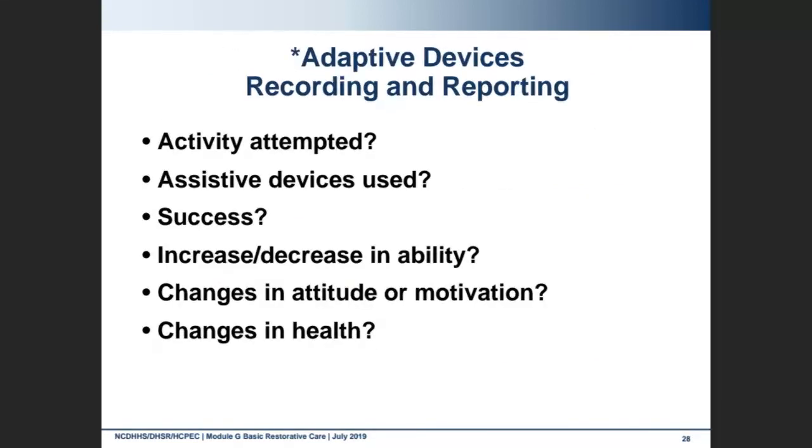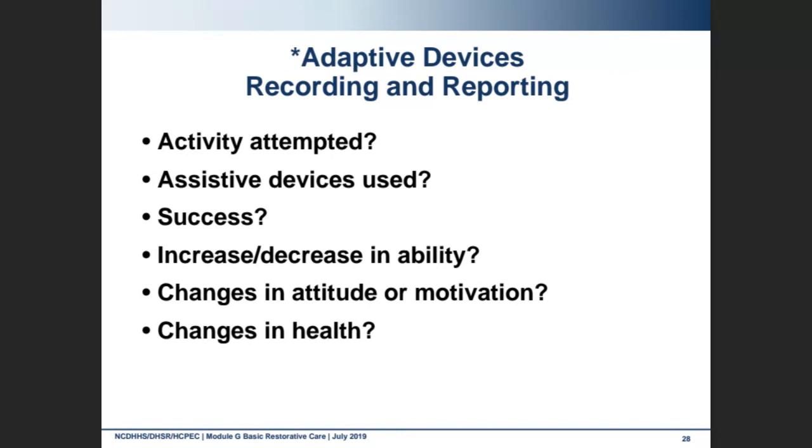So here's the things that we need to record as nurse aides. We need to say, what activity was the resident attempting? What devices did they use? Were they successful? Did we notice any increase or decrease in ability? What about their attitude? How did they feel about it? How did they respond? And did we notice any changes in their health?